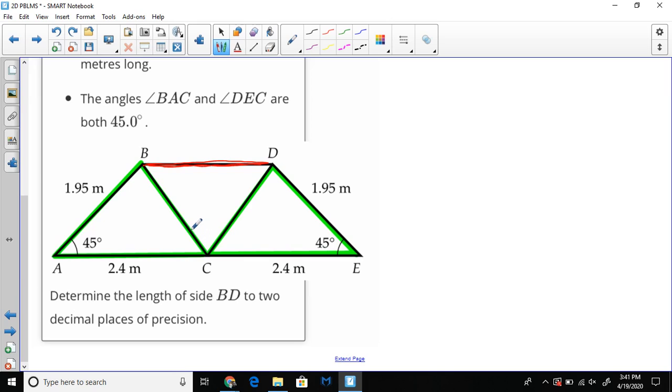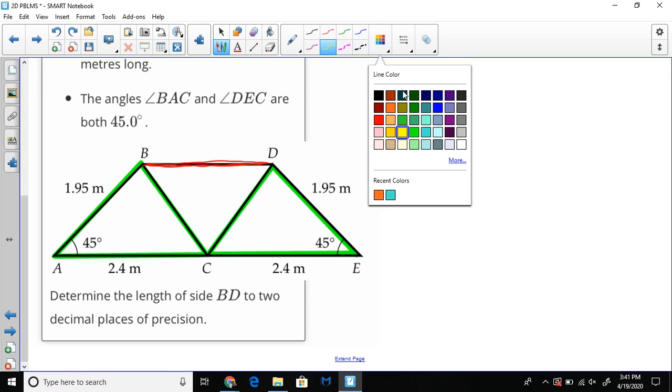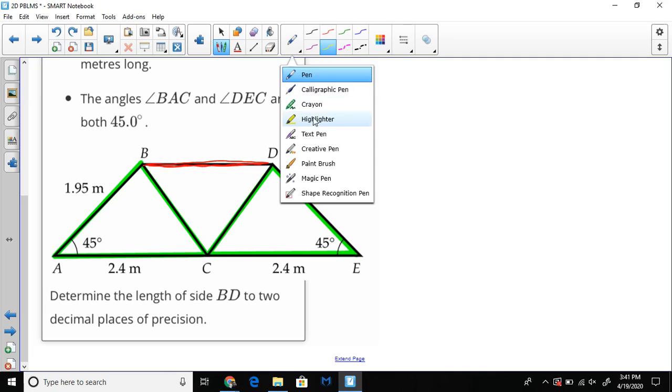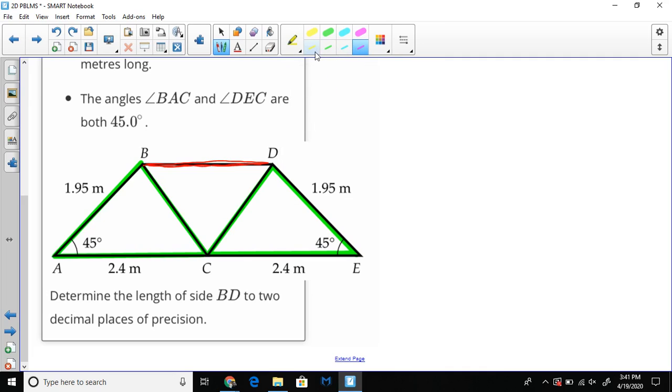I'm going to have to use these two triangles here, the green ones, to find out, first off, this side here. And then once I know this side, I know this side is going to be the same because they're the same triangle. And then I want to figure out what this angle is going to be.